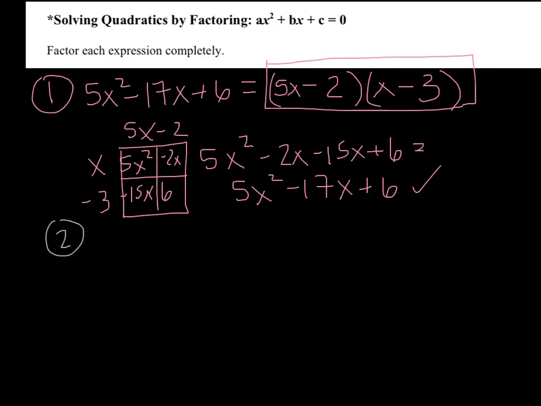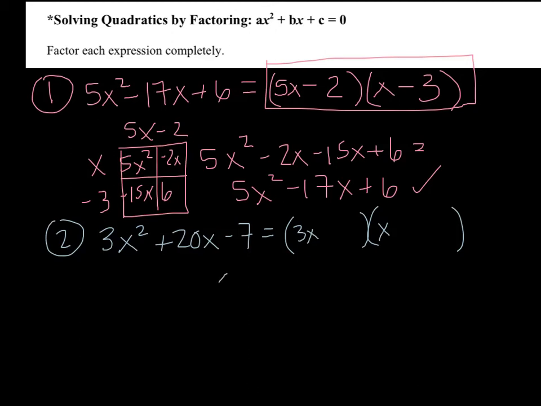On the second example, they gave us 3x squared plus 20x take away 7. So again, I set up my binomials. I know that what I put in the first positions has to multiply to the first term. Again, 3 is prime, so I know it has to be 3x times 1x. Remember, when I use the term prime, that means that the number is only divisible by itself and 1. So my only options are itself and 1 for its factors.